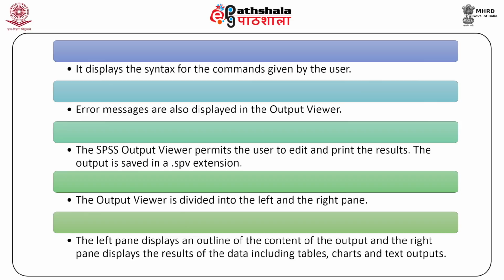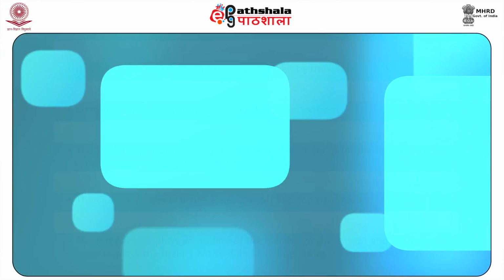The Output Viewer is divided into the left and the right pane. The left pane displays an outline of the content of the output, and the right pane displays the results of the data, including tables, charts and text outputs.